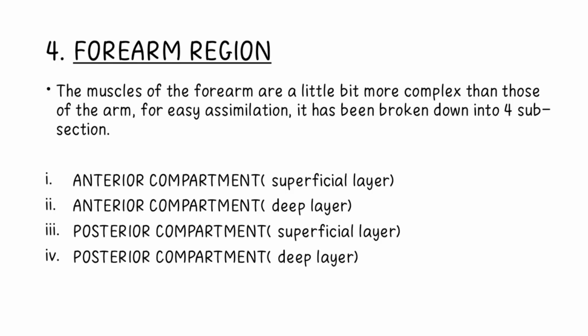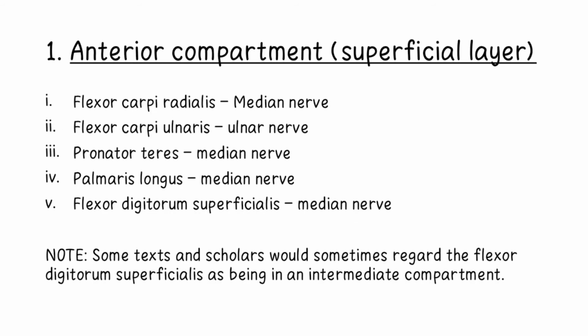Now for the forearm, I've broken down into 4 layers which we'll treat as we go on. The first thing we have is the anterior compartment, this superficial layer. Here you have 5 different muscles. All the muscles in the anterior superficial layer of the forearm are supplied by the median nerve, except the flexor carpi ulnaris. So you see the word ulnaris should give you a hint that it is for the ulnar nerve. So flexors of the forearm are mainly supplied by the median nerve, flexors of the arm by the musculocutaneous nerve.